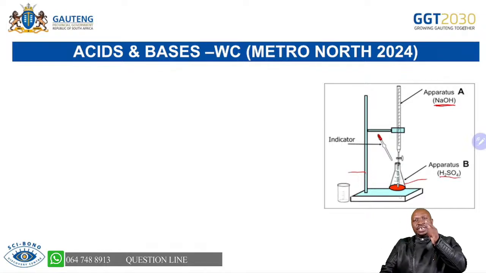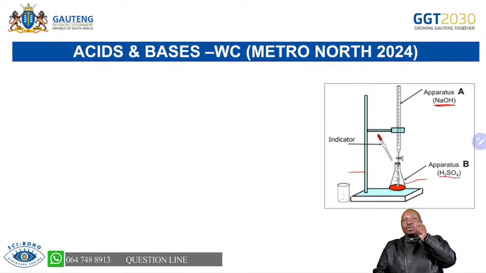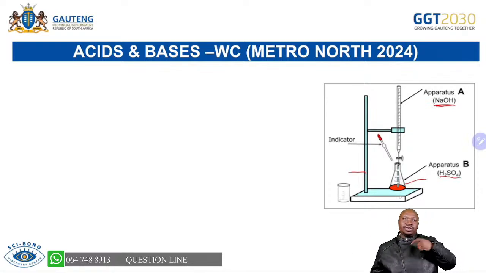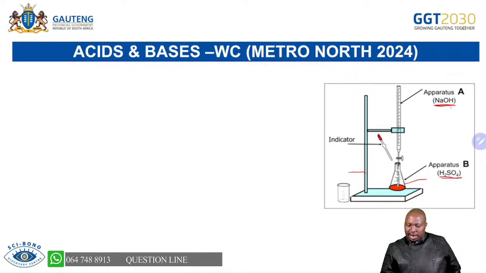And the choice of indicator, we said, depends on whether you have a strong acid and a strong base, or a strong and weak. So in this case, we have a strong acid, sulfuric acid, and a strong base. Definitely, this will be neutral. And we said, don't forget MBP. I said bromothymol blue is in the middle there for neutral. So bromothymol blue will be the choice of indicator.